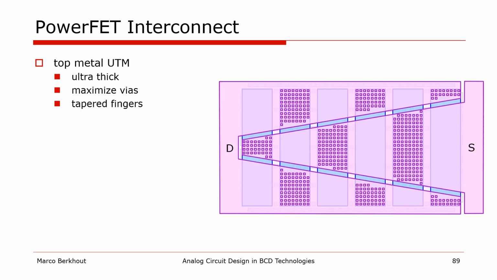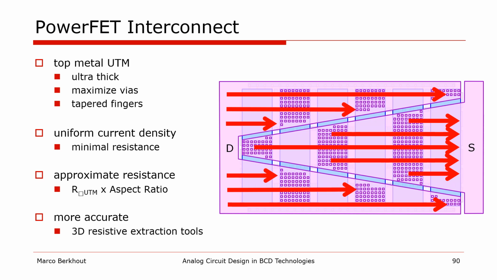Then we arrive at metal 4, which in this example is the ultra-thick top layer. We repeat the procedure with the distinction that now we make tapered fingers that connect all drains together on the left and all the sources on the right, again using as many vias to the metal 3 as allowed.